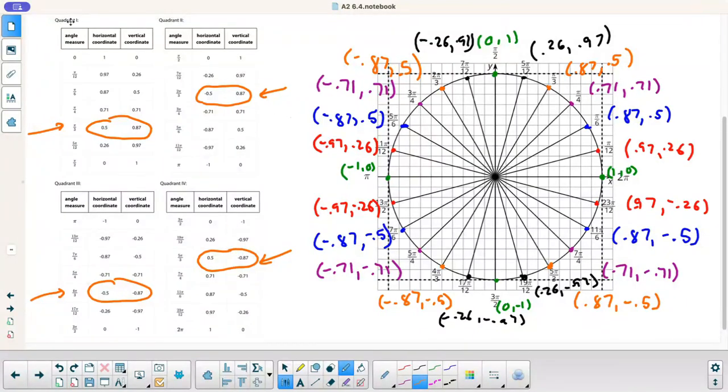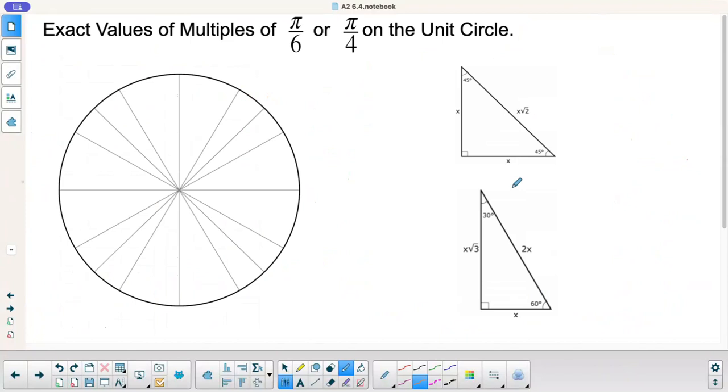And it's important to know quadrant 1, this is quadrant 1, this section right here. And they use Roman numerals. This is quadrant 2, quadrant 3, and this is quadrant 4, okay? I don't know why, but they always name quadrants with Roman numerals. All right, so let's talk about exact values of pi over 6 and pi over 4.